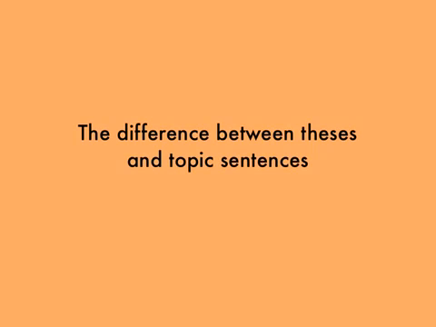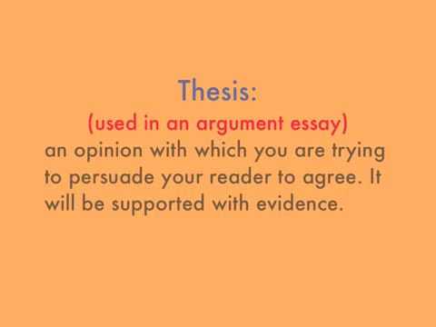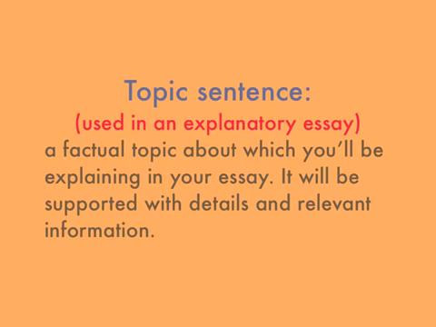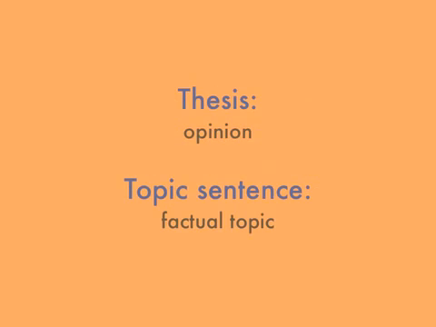Okay, let me stop for a second. In this video, I'm going to talk about theses and topic sentences, and I don't want you to get confused. A thesis and a topic sentence are very similar. An argument essay uses a thesis. It's an opinion that you'll be supporting with evidence. An explanatory essay, on the other hand, uses a topic sentence. It's a factual topic that you'll be explaining more about in your essay. Yes, these two things are different. A thesis is an opinion, while a topic sentence is factual, but the organization around them is pretty much the same.